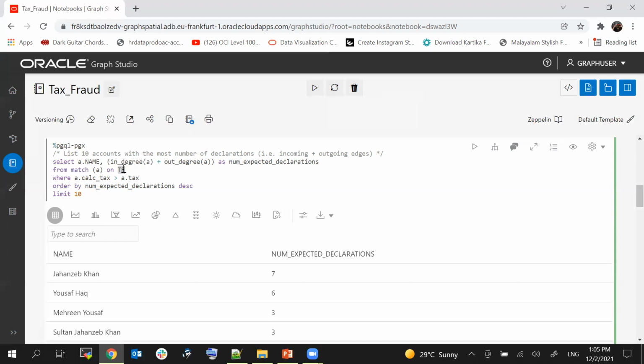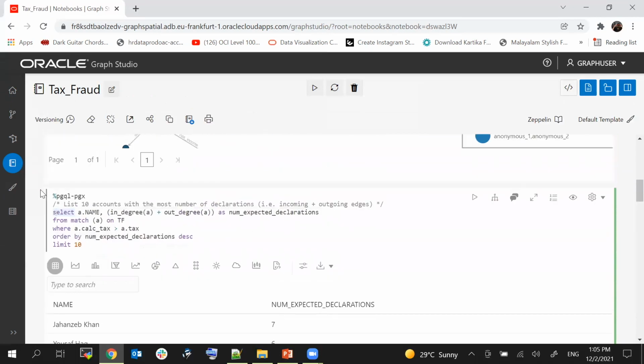So we can use the built-in functions to identify the maximum number of declarations an individual or a citizen has, and based on a condition wherein the calculated tax is more than the declared tax, which means we want to identify individuals who have paid less tax, and we'll just take the top 10 of that particular list.